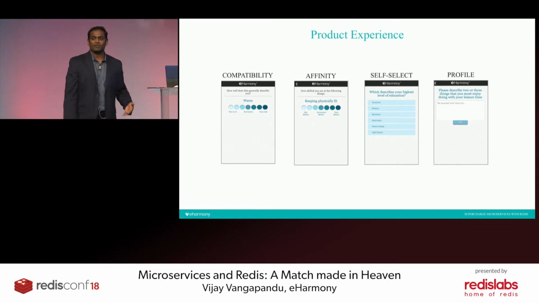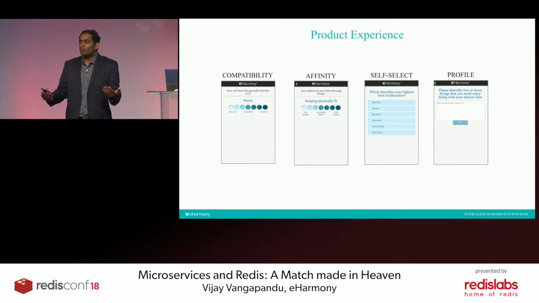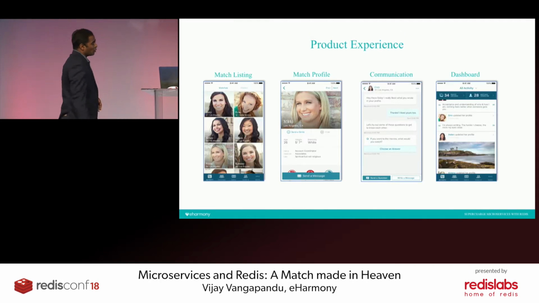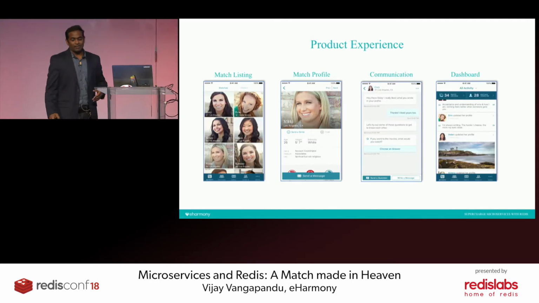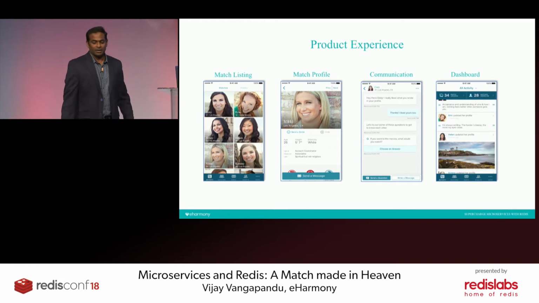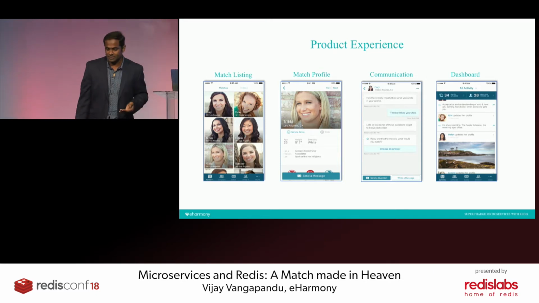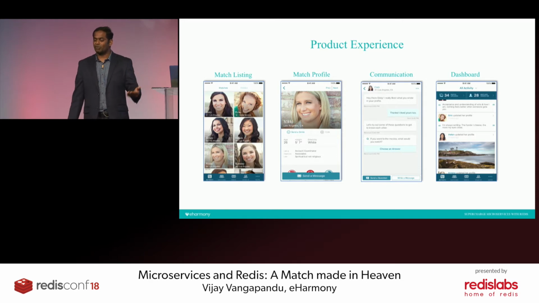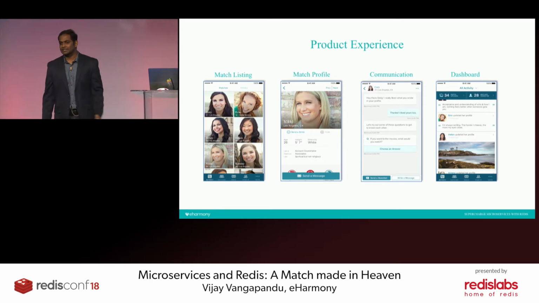And then finally, profile. When you are interested in somebody, you want to know more about them, right? That's about the profile. So this is the core product experience. We have so many other features, but these 4 are fundamental. After you sign up, we deliver the matches to you. You have a match listing space. You can go and see who your compatible matches are. If you're interested, you can open the match profile and go through all the details, common interests, compatibility scores, and everything.